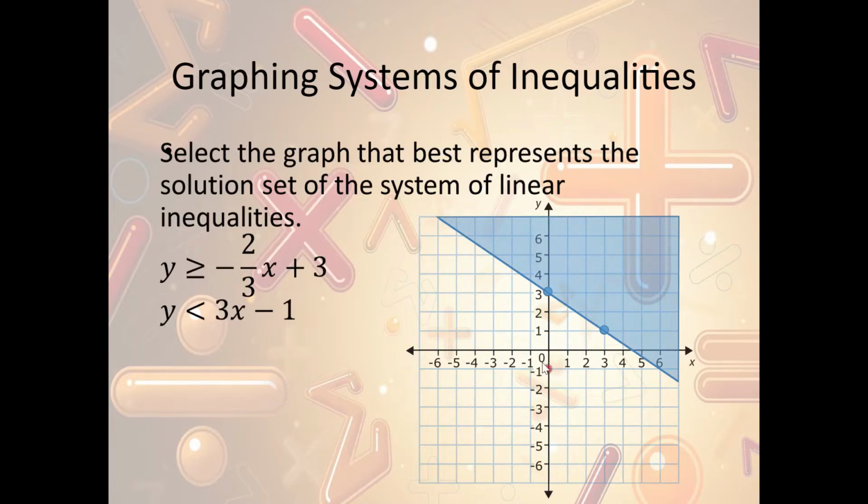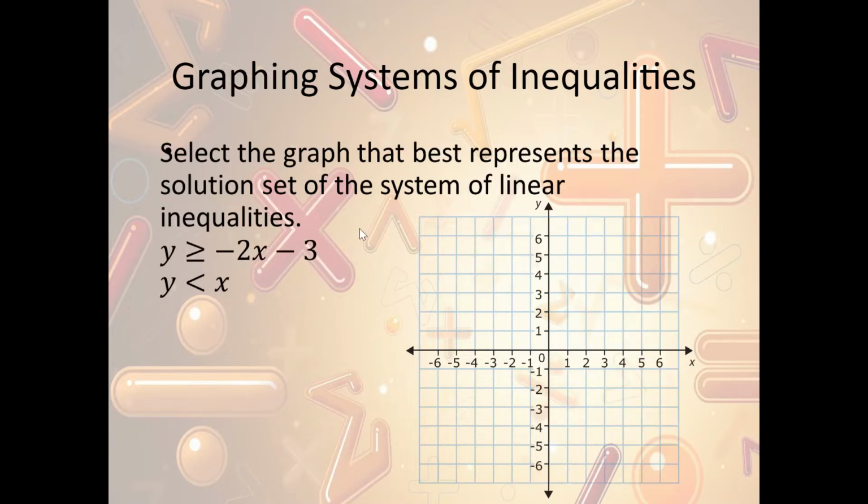And our slope is 3, so we'll go up 1, 2, 3 to the right 1. They didn't add anything extra, so we won't either. So it'll be an open line. And it's a less than symbol, so we'll shade below. So it'll be here. Again, we have a blue area, we have a red area, and we have a purple area. The purple area is the area that matters. That is the overlap of the two inequalities.